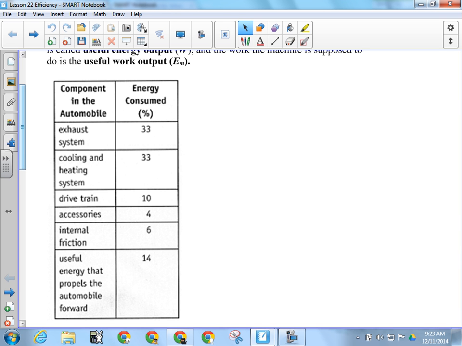A hybrid car is more efficient. A hybrid car will probably run at more than 20% efficiency, because it has an electric motor that can assist. Now, the battery that powers the electric motor, where does it get its power from?